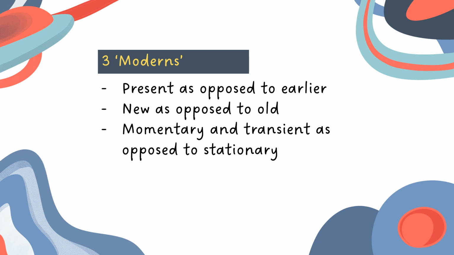One interpretation could be it is the present as opposed to earlier, it is the new as opposed to old, or it is the momentary and transient as opposed to the stationary. And you can combine all these three definitions, or take one or two, or just one, to give you an idea of what modernism really is. Modernity is what gives the present the quality to define it as different from the past.